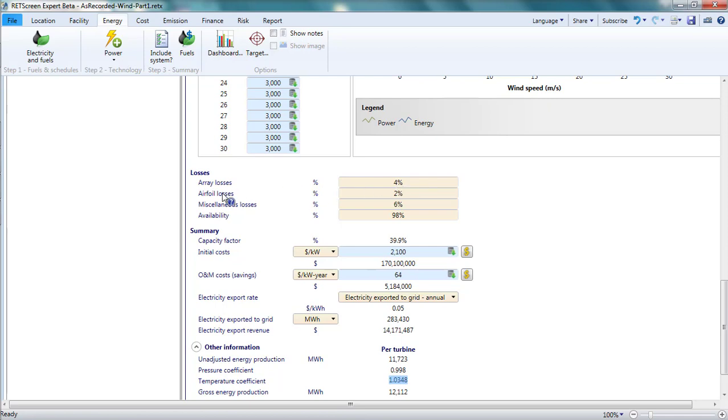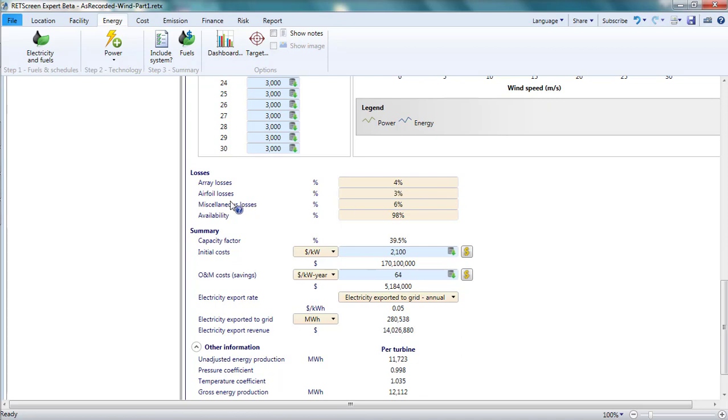Airfoil losses describe how the output of the turbine is affected by dirt, insects, or ice accumulating on the blades and making them less aerodynamically efficient. Eastern Newfoundland experiences glaze icing events most winters, so I'm going to raise this slightly to 3%.